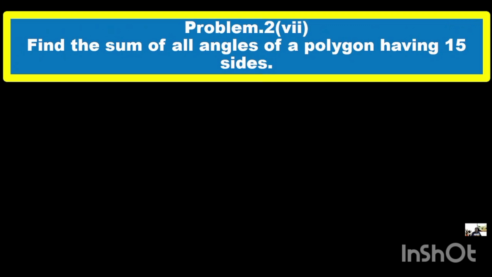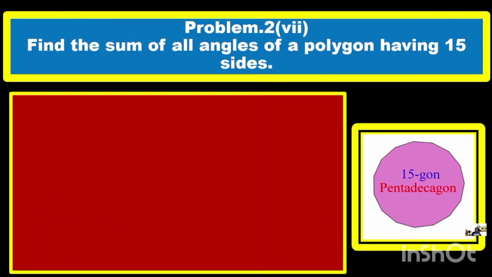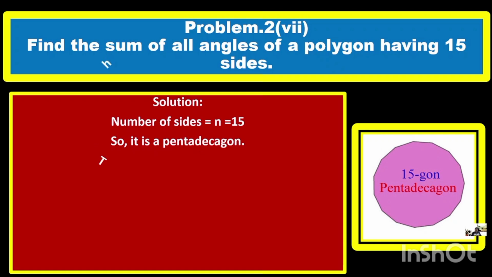Okay, are you finding the class interesting? So some interesting and similar types of questions we are discussing. Here the number of sides is 15. We have to find out the sum of all angles of a polygon having 15 sides. Such a beautiful diagram for you. I hope you will try for the diagram. Number of sides n is equal to 15. So it is a pentadecagon.